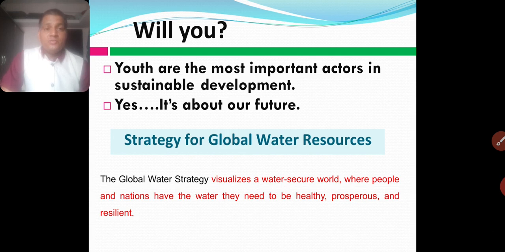If it is not secure, we can face problems. In a water secure world, people and nations have the water they need to be healthy, prosperous, and resilient. All three are very important. It means we have to conserve and secure our water resources for our world, where people and nations have the water they need to be healthy as well as prosperous and resilient.